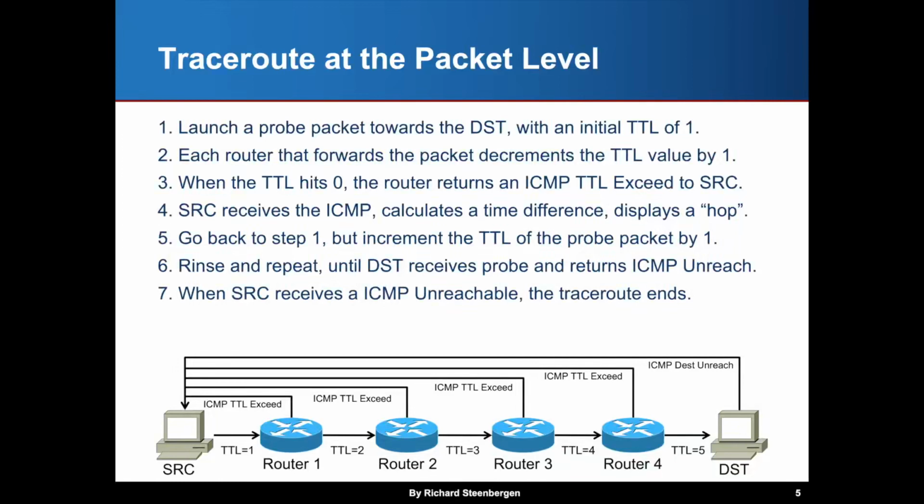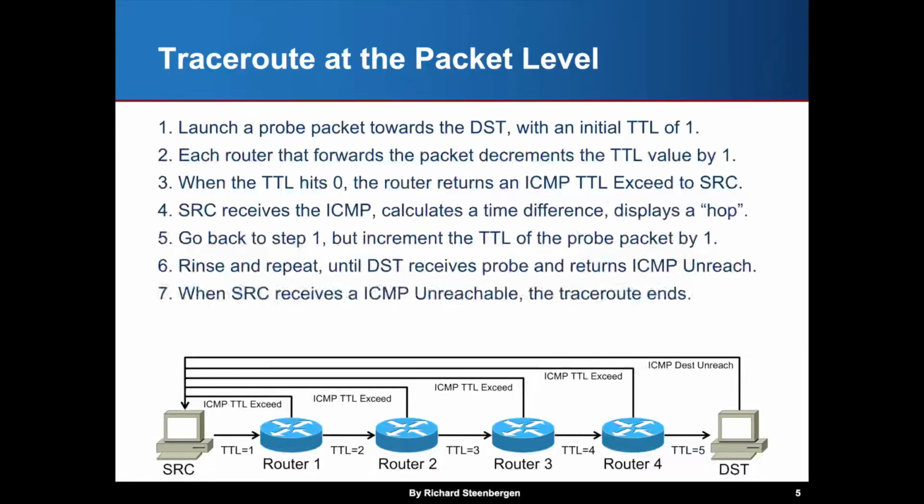So that source receives that ICMP message, and now it calculates a time difference. So it says, I sent this one out at this microseconds, and I received the reply at this microseconds, and here's what we think the total time difference is. And it displays that value as a hop and a probe. So then we go back to step 1. Now we increment. So we launch with a TTL of 2.